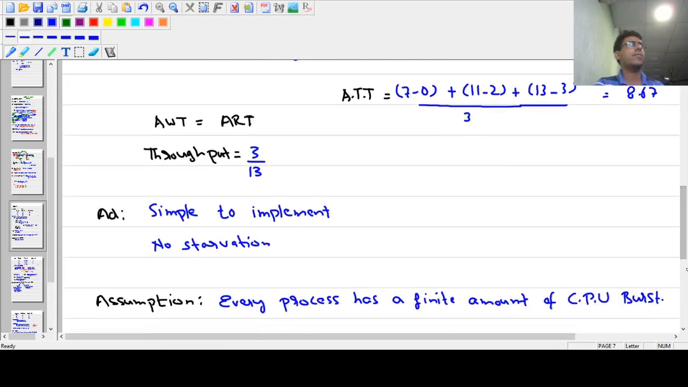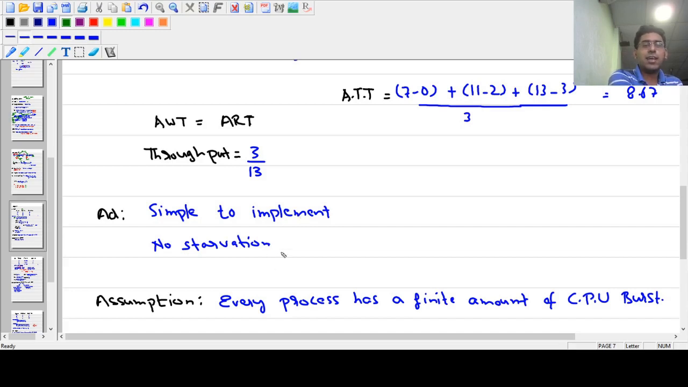So what are the advantages of first come first serve? It is very simple to implement. Whoever comes first, we allot the CPU to that particular person and don't disturb him until he has had a good interaction with the CPU. After that only any other person can come and meet the CPU.